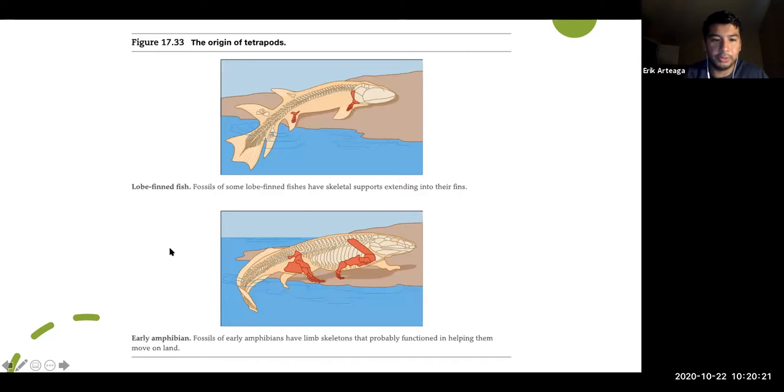All right, lobe-finned fish: fossils of some lobe-finned fishes have skeletal supports extending into their fins. Early amphibians: fossils of early amphibians have limb skeletons that probably functioned in helping them move onto land. So again, this is going to be the growing, or the extension, of their fins into actual feet.